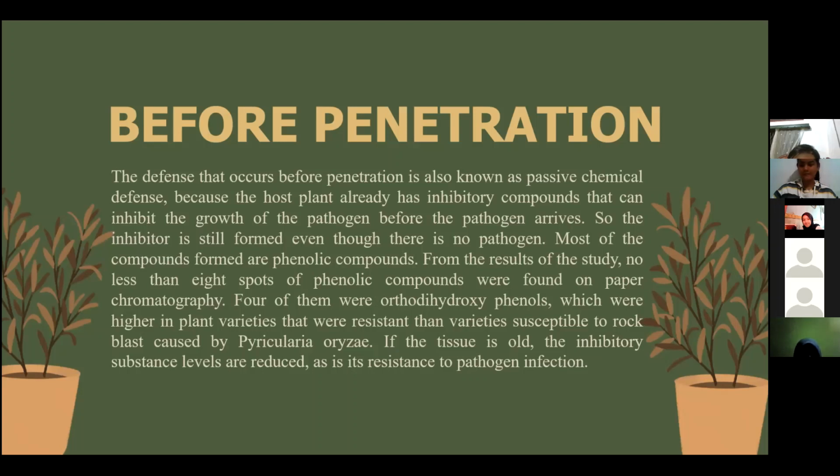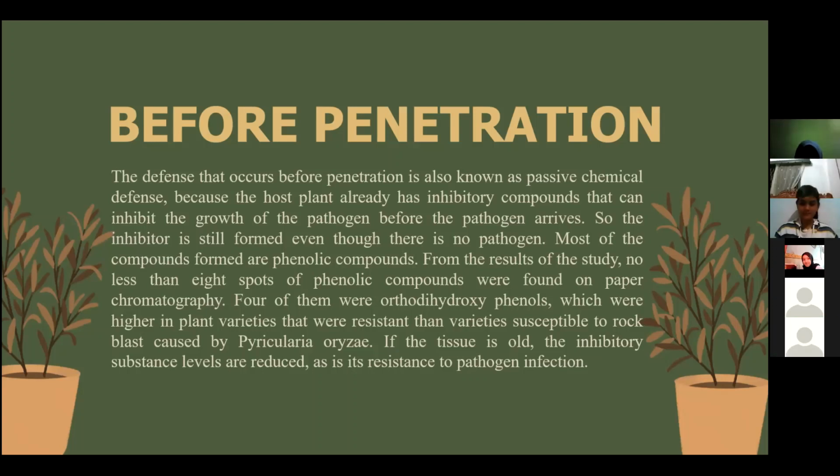From the result of this study, no less than 8 spots of phenolic compounds were found on paper chromatography. 4 of them were orthodihydroxyphenols, which were higher in plant varieties that were resistant than in those susceptible to disease caused by Curvularia origin. If the tissue is old, the inhibitory substance levels are reduced, as is its resistance to pathogen infection.